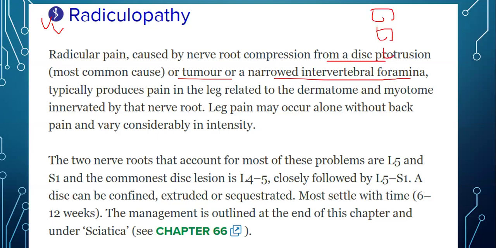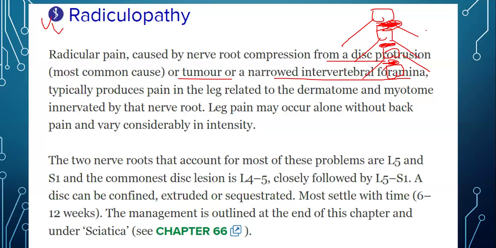So let's say that this is the vertebra, and in between each vertebra there is a bit of disc, right? And from here the nerve root comes out and supplies the leg. So if a disc prolapses, it can pinch this nerve, right? And if it pinches this nerve, then the patient will have a tingling numbness sensation in the specific dermatome where this nerve is supplying.